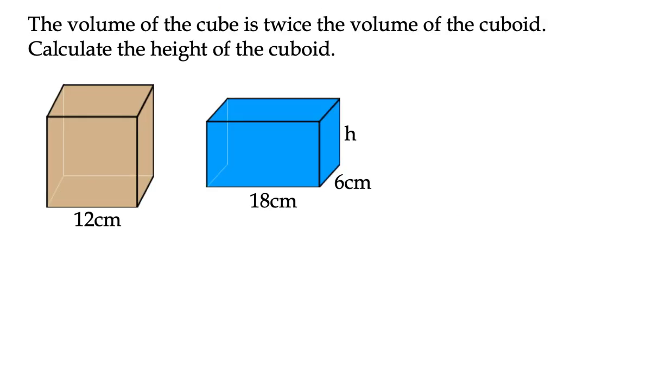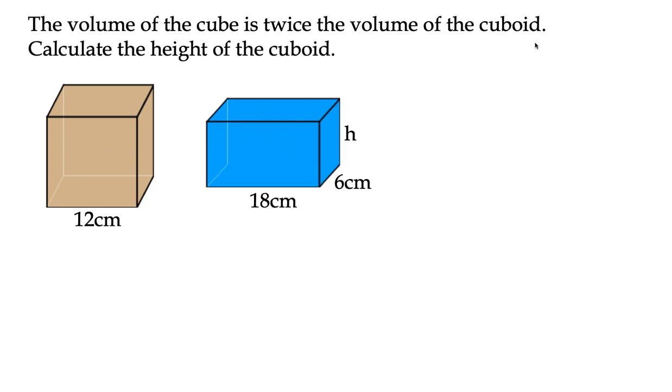Just one other little problem solving question I'll throw in now that we're a wee bit more familiar. It says the volume of the cube is twice the volume of the cuboid. Calculate the height of the cuboid. So we've got a kind of double question there. We're saying what's the volume of one and what's the dimensions of the other. So here on the left hand side we've got the cube.